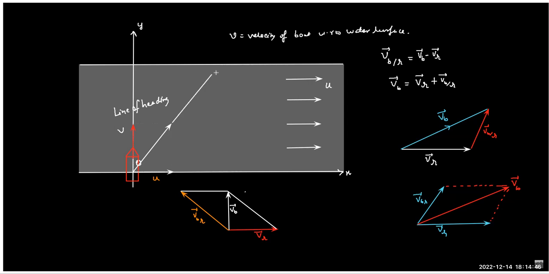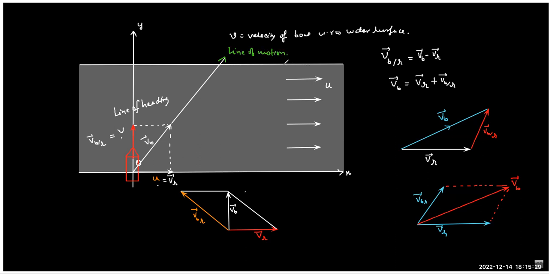If I extend this line, so if this is U and if this is V, this is V_B, and particularly this is V_BR. And this is nothing but the V_R. Do you realize this? U, V, and V? Yes, sir. Now, the actual direction of motion is called the line of motion.